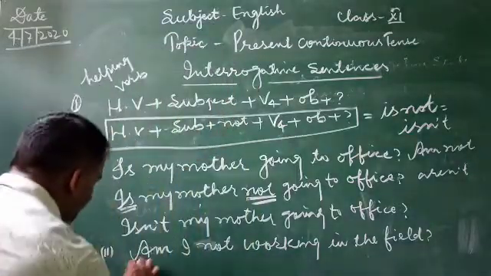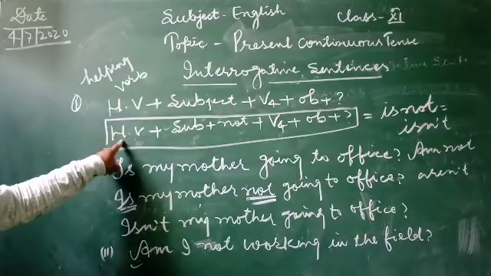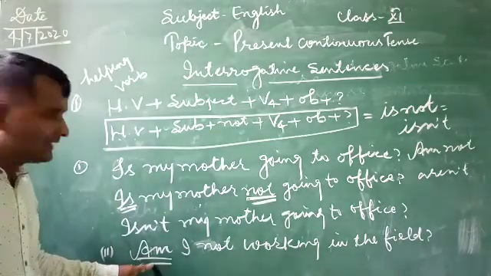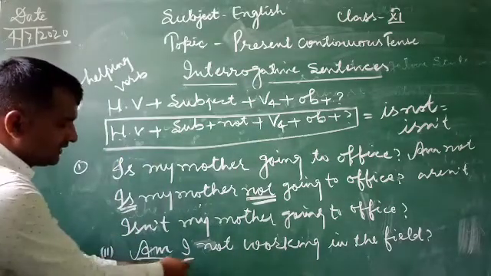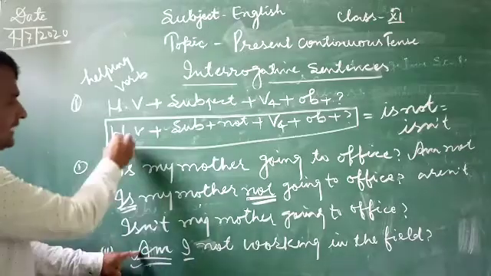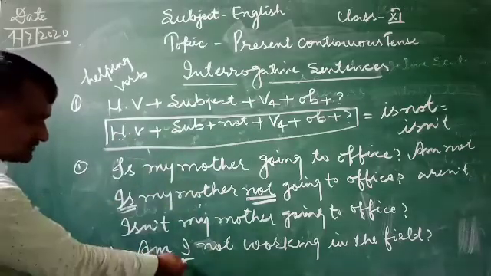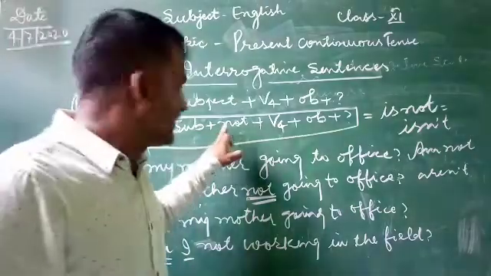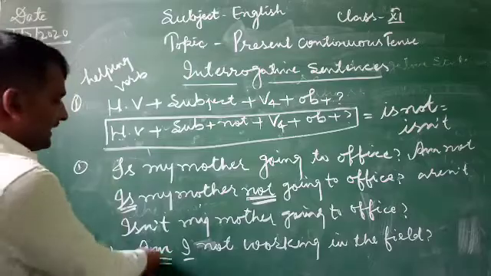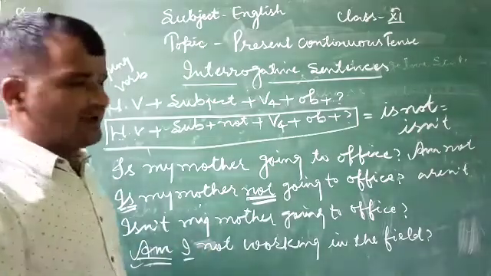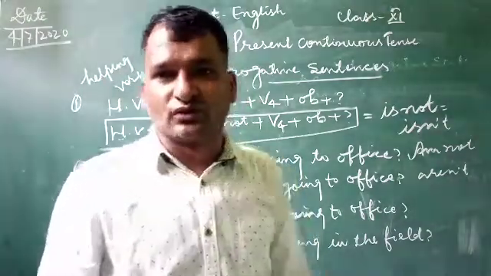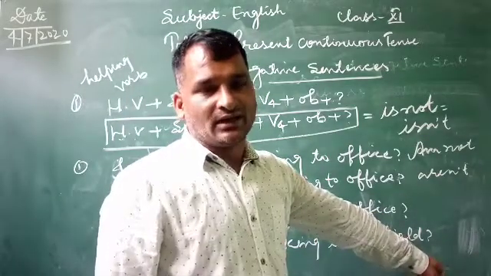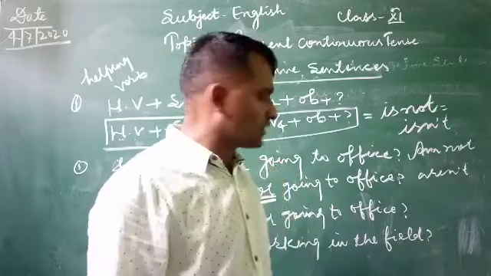This is a perfect sentence. Why? Because, as you know very well, our helping verbs are am, is, are, and here the subject is I, so we have to use am. Helping verb, then subject, and after that not is used. Am I not working in the field? But my dear student, you should not forget to put the question mark at the end of the sentence. Otherwise, your sentence is wrong.